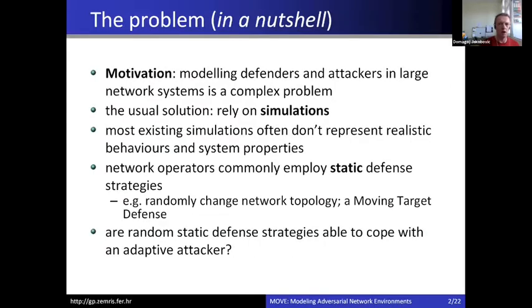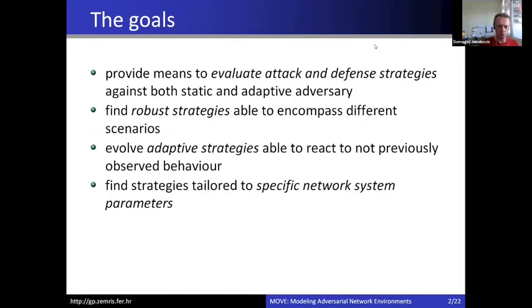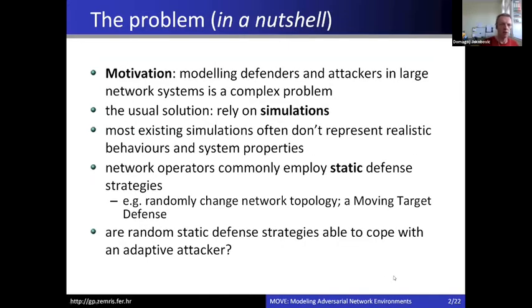So let me begin. Our motivation here is that the problem of modeling attacker behavior and attacker possibilities in network systems is a complex problem that is usually solved and tried to be modeled with different simulators. So we rely on simulations to see how vulnerable our network is and what kinds of attacks it is susceptible to. Now the problem is that, of course, most existing simulators often don't represent the whole reality and the whole choice of parameters and system properties that are prevalent in some network system, and of course that is not possible to do in the general case.